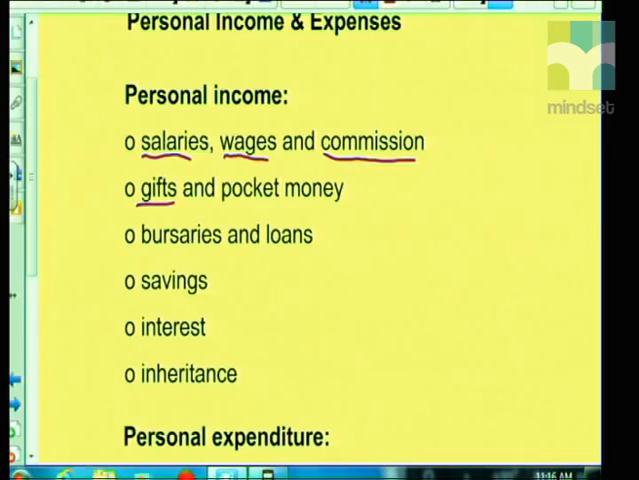Now, here are some other sources of income. You could get gifts. Somebody might like you and say, oh, I'm going to give you 10 Rand this month. I think you've done a fine job. Or they might say, well, you know what? It's your anniversary. Here you go. Go and spoil your wife. Go and spoil your girlfriend. Go and spend some extra money.